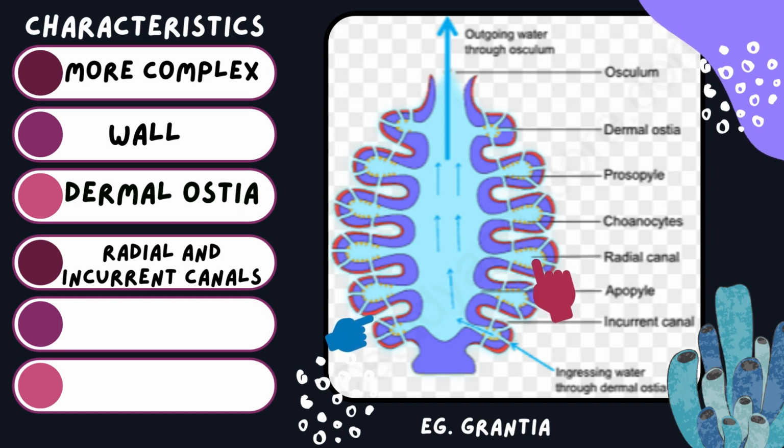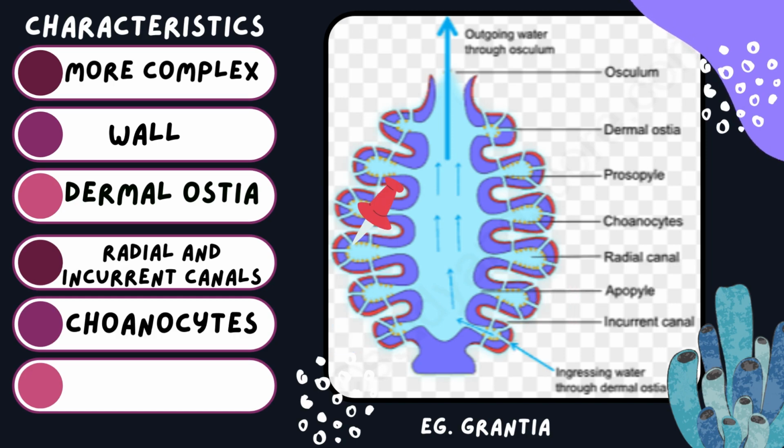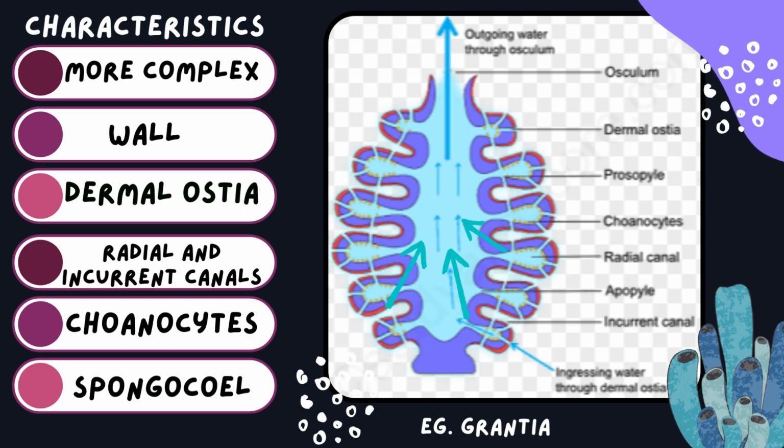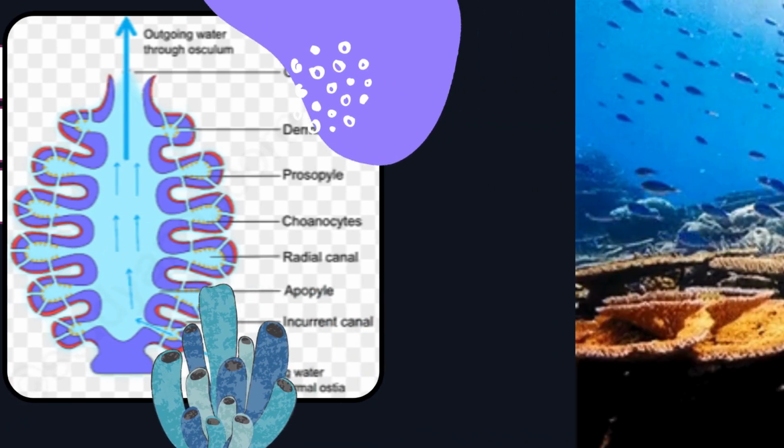Number third is radial canals and incurrent canals. Infolding of the dermal layer forms either incurrent spaces or incurrent canals, which are lined by pinacocytes, while unfolding of the spongocoel produces the radial canals. Incurrent canals and radial canals become alternately arranged. Number four is choanocytes. Choanocytes are restricted to the radial canals only. Number five is the spongocoel. It is narrow and lined by pinacocytes. It opens out by the osculum.